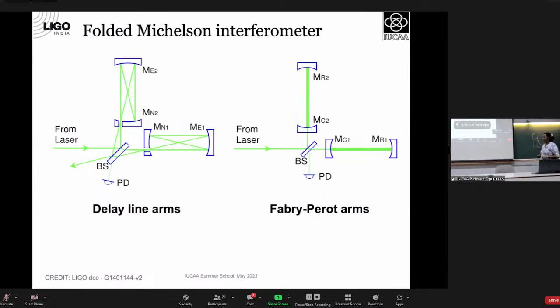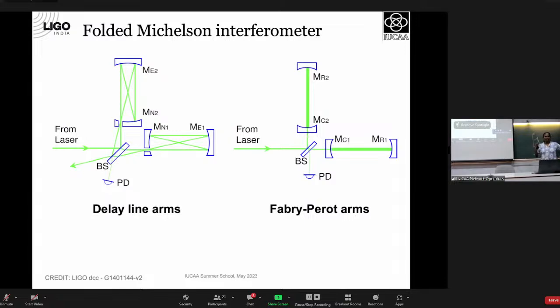So there are two ways you can do that. One, you include delay line arms, which pull the light that goes into the arm cavity, make it bounce back and forth, and then recombine it. So this is called the delay line. The other one is a Fabry-Perot arm.